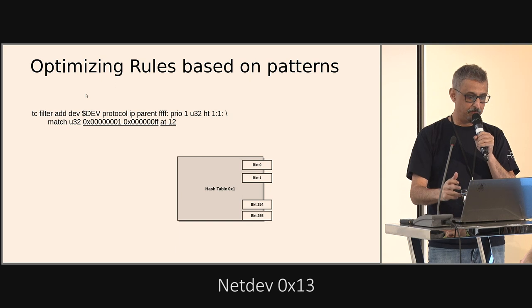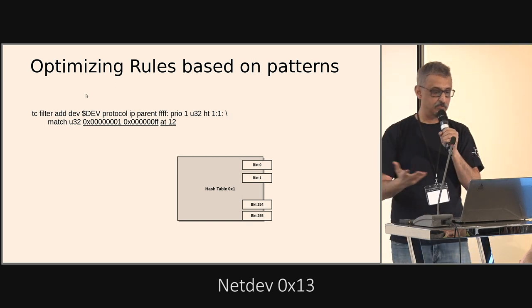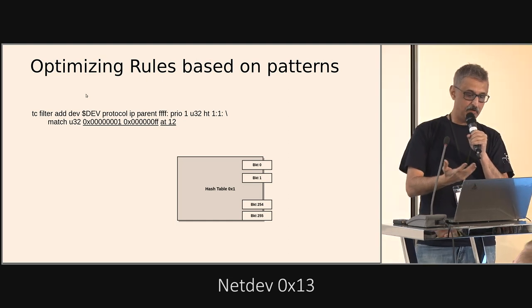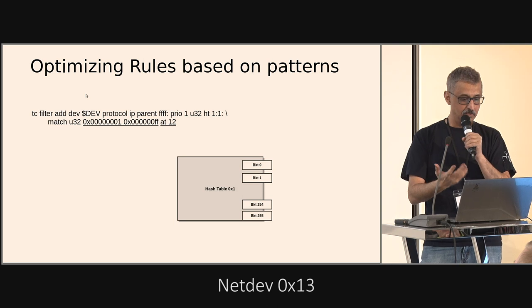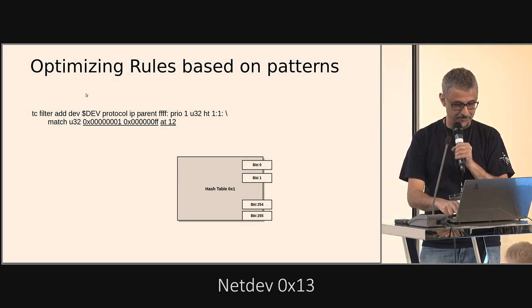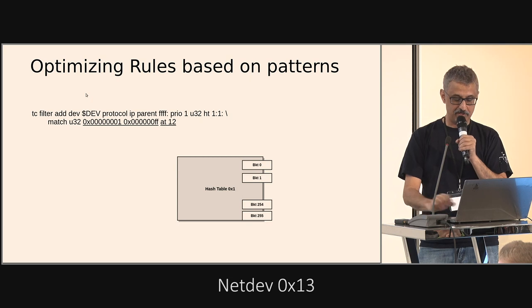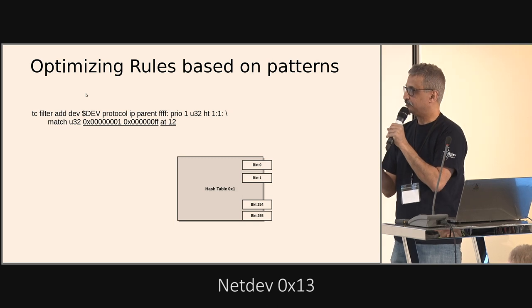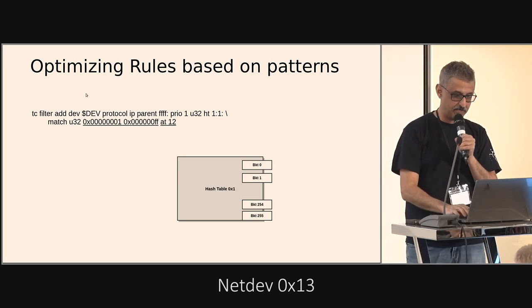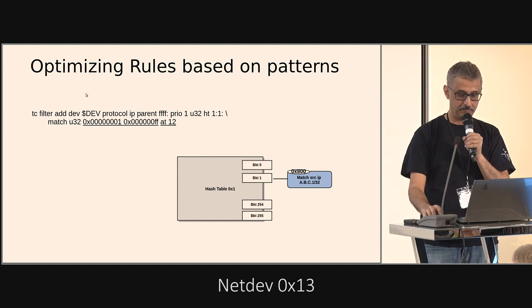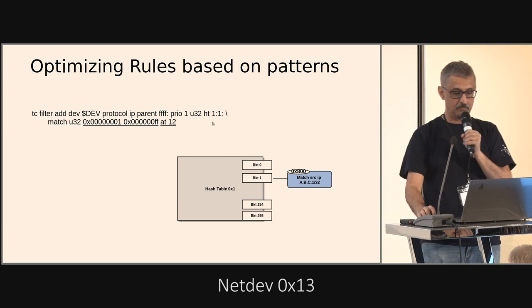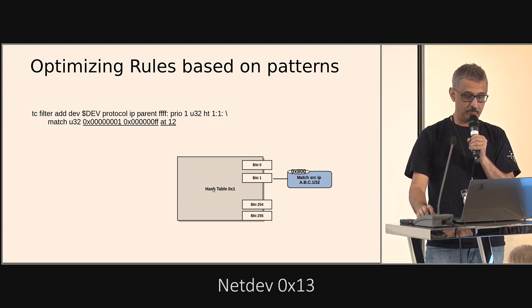Now I'm going to add a rule to that, which says to match at offset 12, again, the source IP. Again, this looks funny, but don't worry about what that means. What's important is I'm going to specify exactly where this rule should be added. You see the address. I'm going to specify the address in the hash table where it should be added, there. Hash table 1, 1. That means go to table 1, bucket 1, and I wanted to add that thing there.